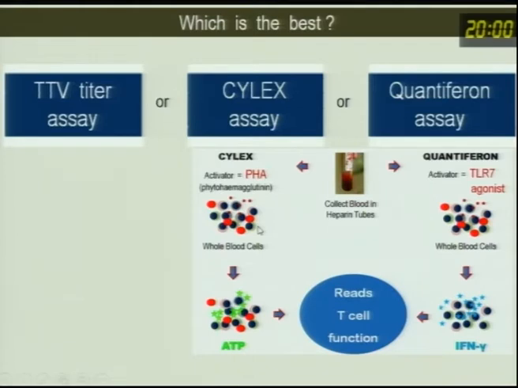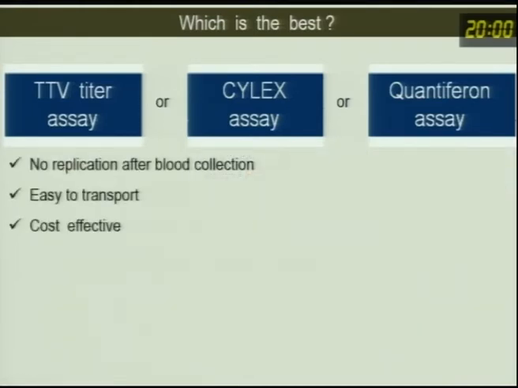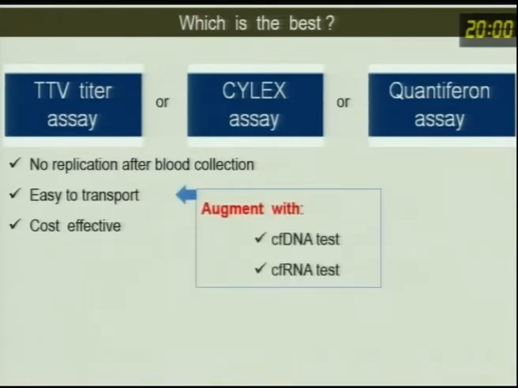So my bet is going to be on the TTV titer assay because there are several advantages. The viruses will stop replicating once the blood is collected because they reach a stationary phase. Blood is easy to transport. You can transport it at room temperature and it can stay like that for at least 2 days. Best of all, it is cost effective. So you augment this TTV assay with a cell-free DNA test or cell-free RNA test.